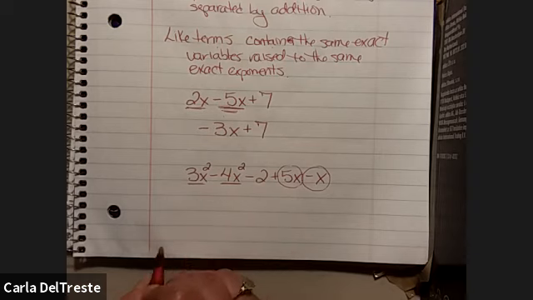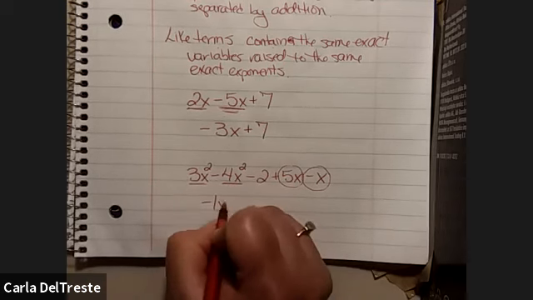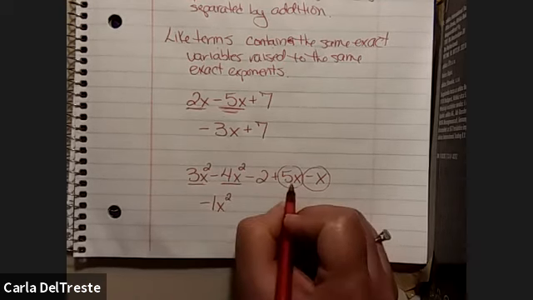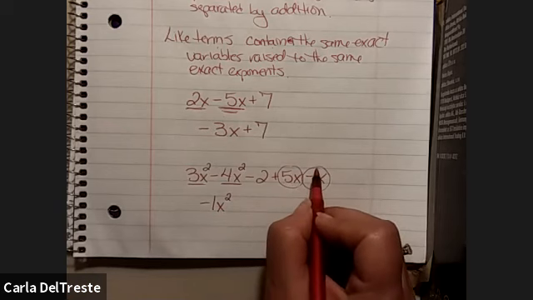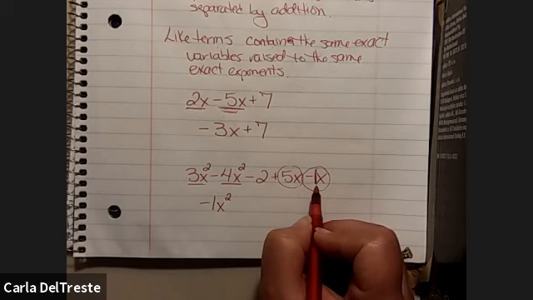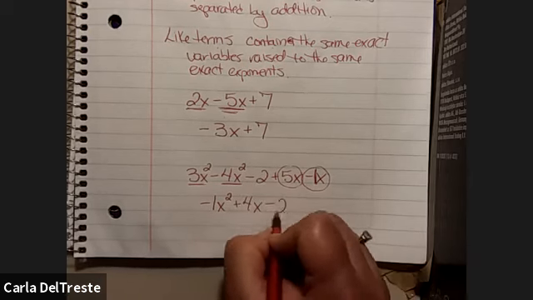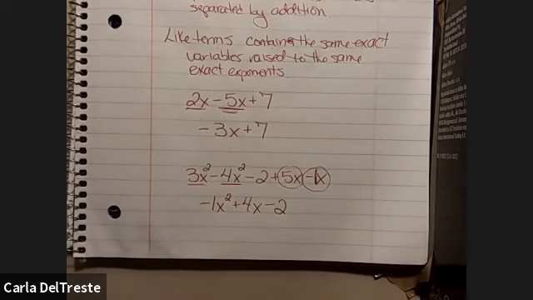Now I can start to combine these terms. 3x squared minus 4x squared is -1x squared. 5x take away 1x, because you could always put that imaginary 1 in there, is going to be a +4x. And then don't forget about that -2. So this is what we're talking about when it comes to like terms and simplifying the expression.